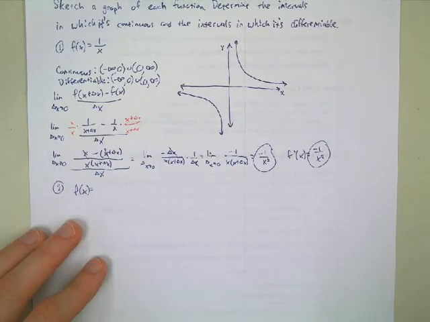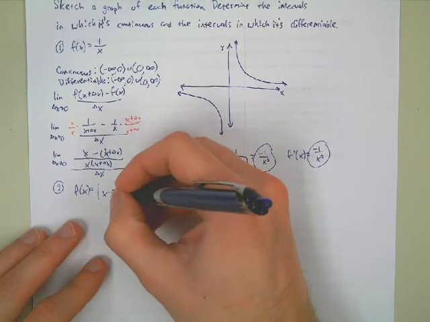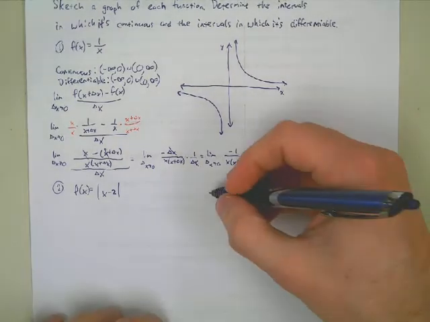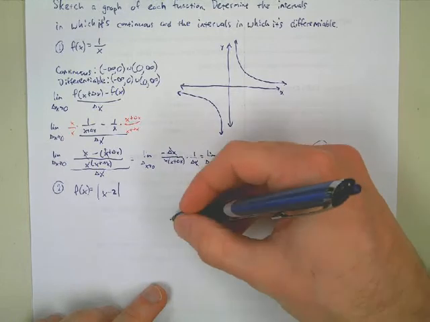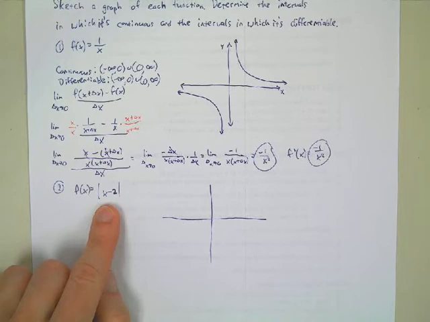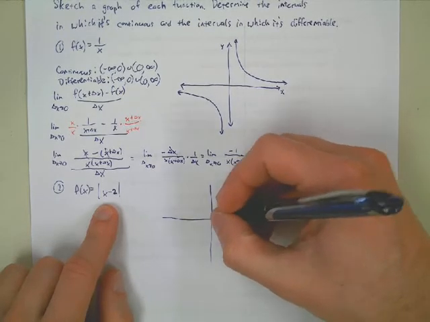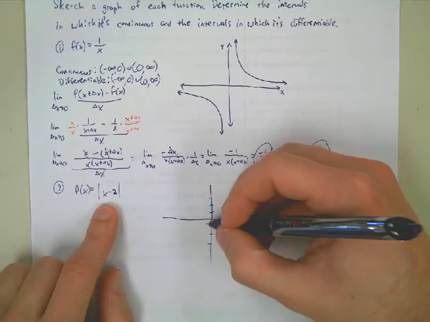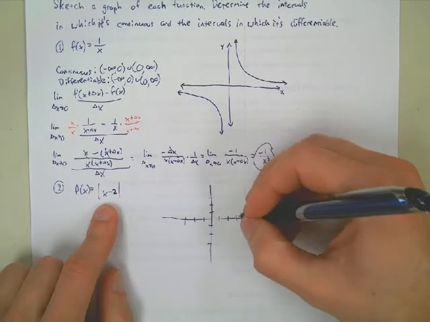f of x equals the absolute value of x minus 2. Okay, we've already kind of talked about this. We already saw an absolute value function. Do we sketch it? Yep, we're going to sketch it. So, absolute value of x minus 2, Brandon, how is this shift going to happen? 2 to the right, you got it!